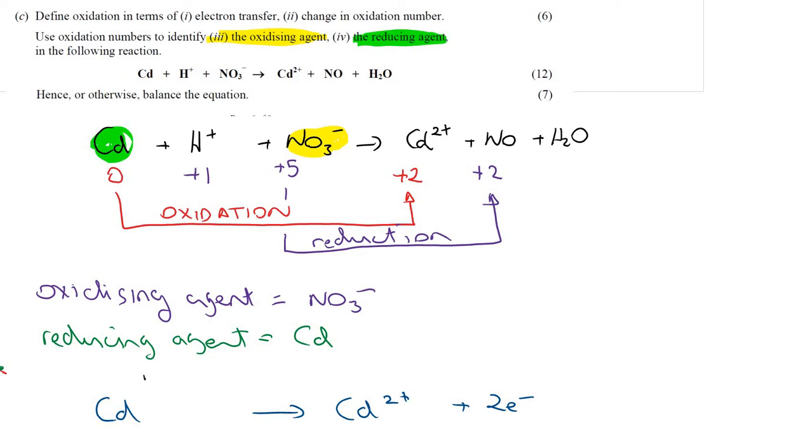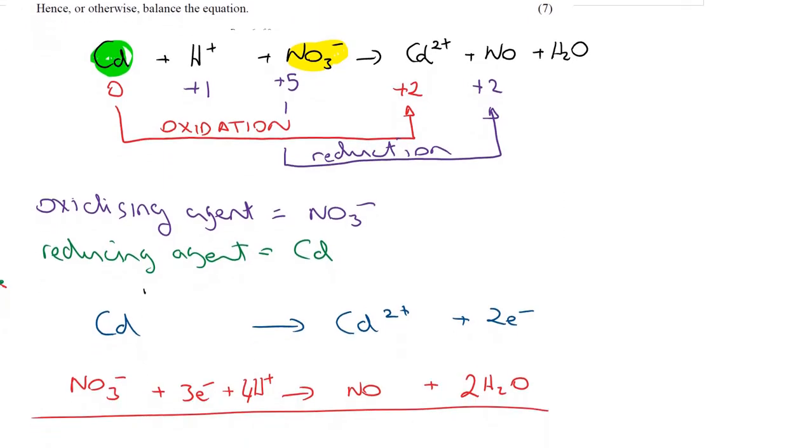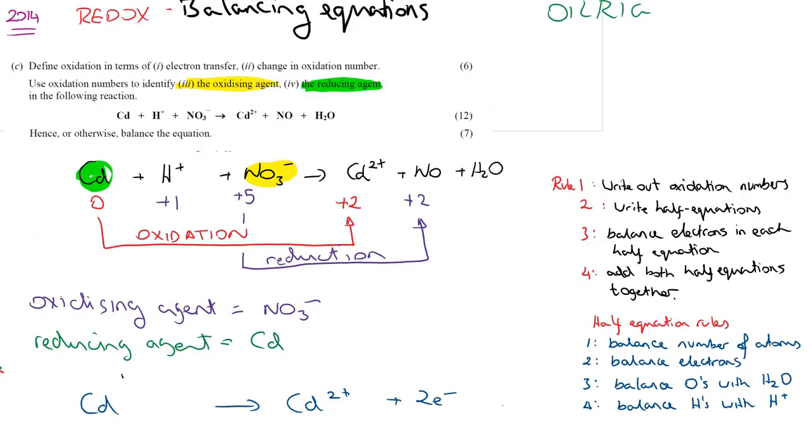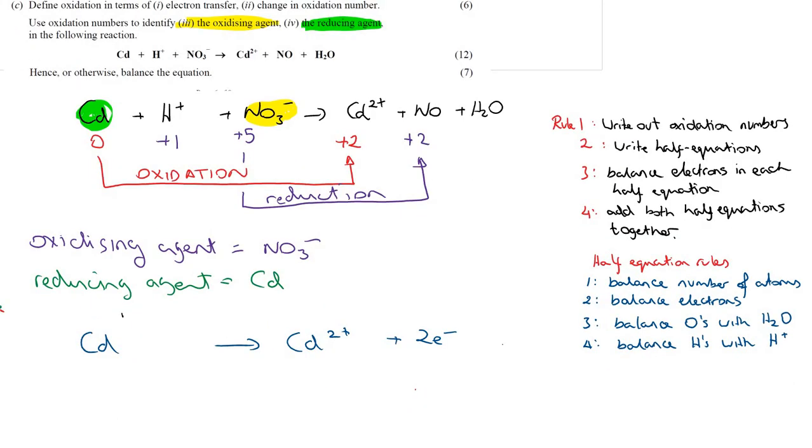So we could say that cadmium minus 2 electrons forms Cd2+, but by convention we always write electrons in a positive sense, so we write plus electrons. So instead of writing -2 electrons here, we're going to write +2e on the other side. So the half equation for the cadmium is Cd goes to Cd2+ plus 2 electrons. The next thing we look at is what's happening to the nitrate, and here's where some of our rules come in. So I've written out the rules there for the half equations, particularly for this next part.